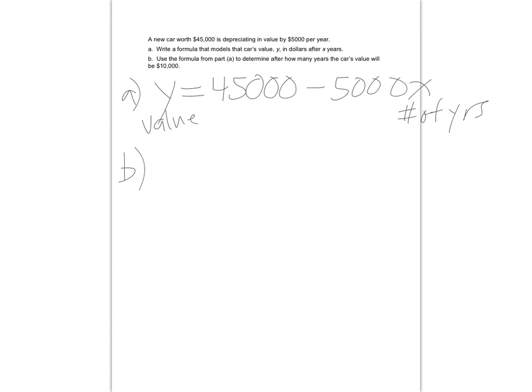Now let's look at part B. Use the formula from part A to determine after how many years the car's value will be 10,000. So we know that the value is Y, not X. If the value is 10,000, then we need to put the 10,000 in for Y. Okay, now we can solve that. Let's subtract 45,000 from both sides.